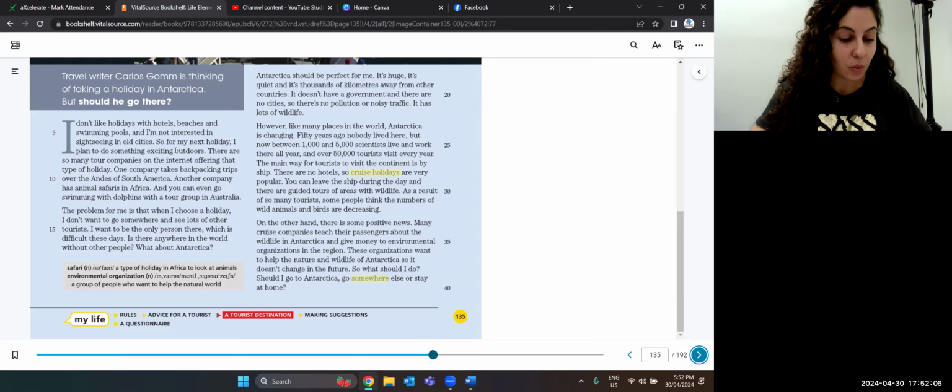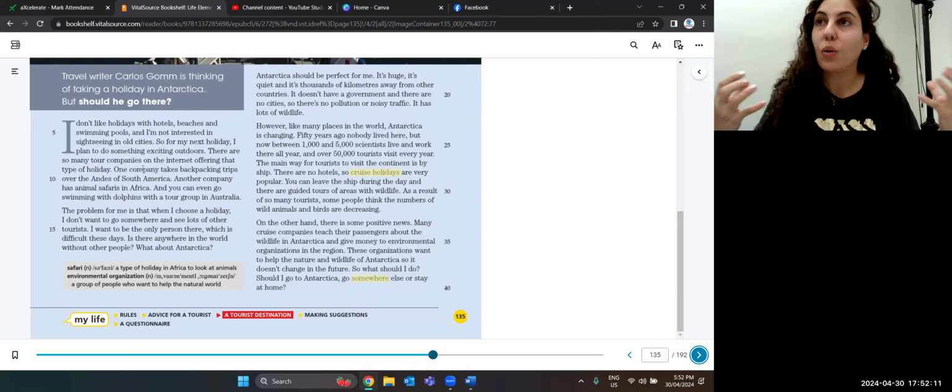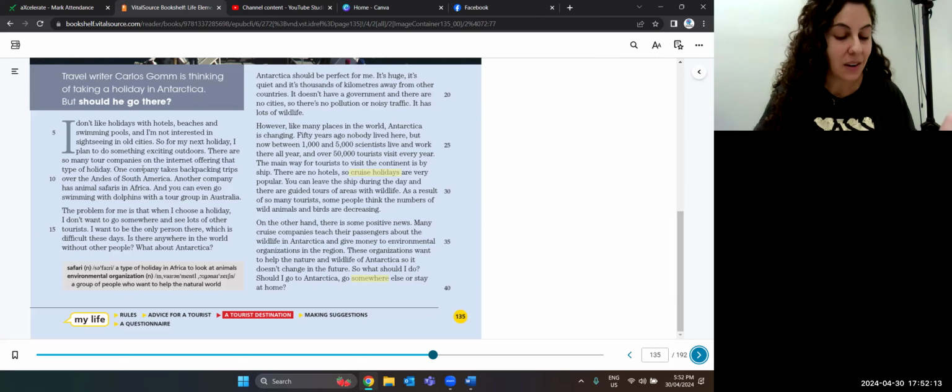Okay, so number 1D, this paragraph here, the first one, tells us what he enjoys, what he likes, and what he doesn't like. In the second paragraph, the writer's problems. So it starts with the problem for me. So this paragraph is talking about what he has an issue with. What does he have a problem with? He tells you he doesn't like to see lots of tourists. He doesn't like lots of noise.